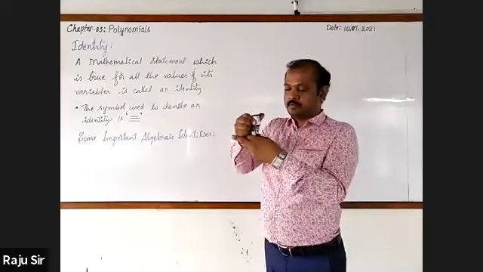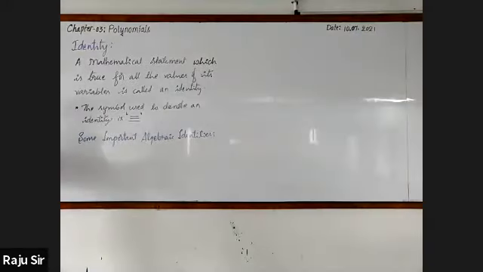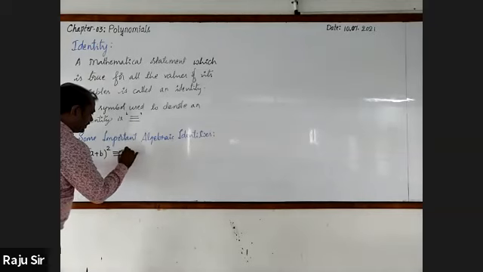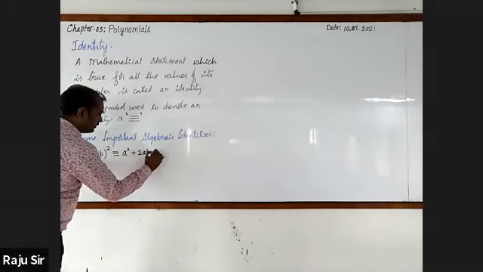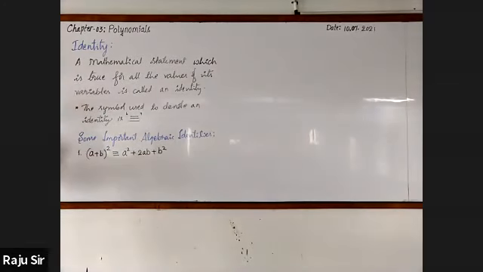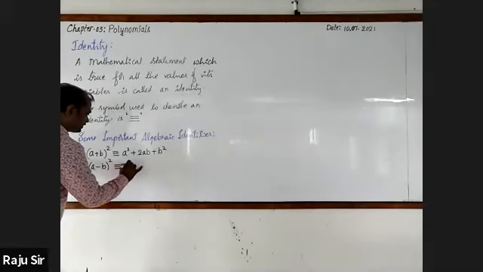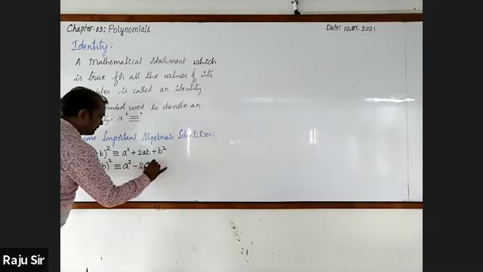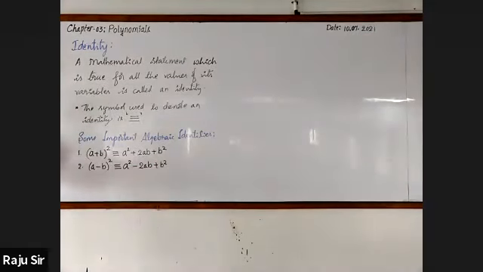First, (a plus b) whole square is exactly equal to a square plus 2ab plus b square. Second one, (a minus b) whole square is exactly equal to a square minus 2ab plus b square.